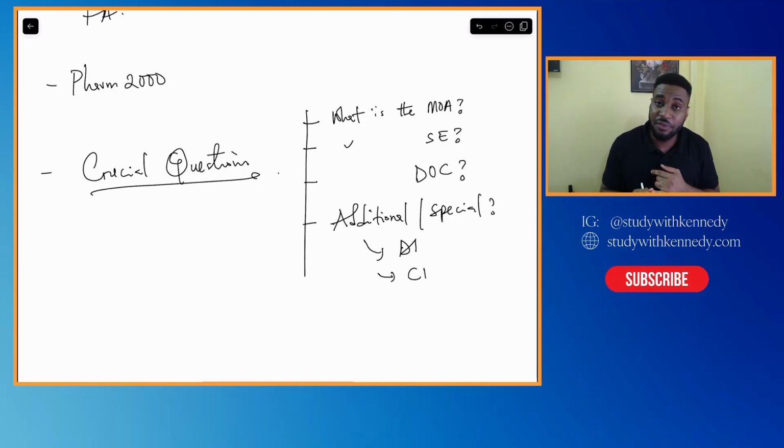What is the mechanism of action of this medication? What are the side effects of this medication? What is this medication a drug of choice for? Are there any special information about this medication I need to know? Stuff like drug interactions, contraindications. Is it a P450 inhibitor or not a P450 inhibitor? You have to think of those.